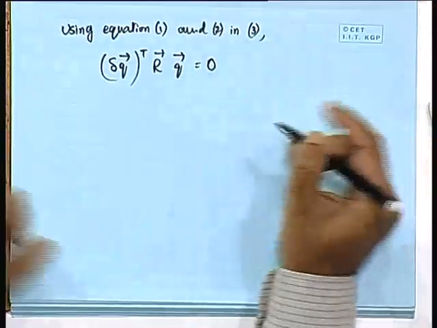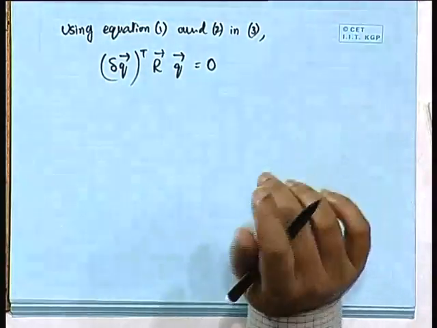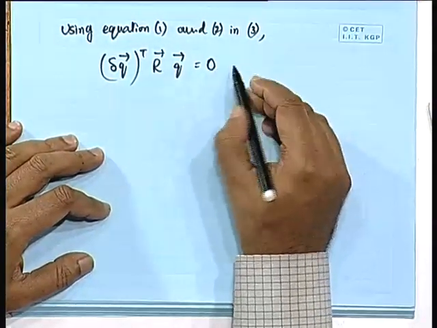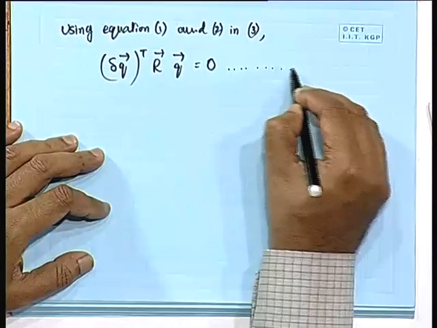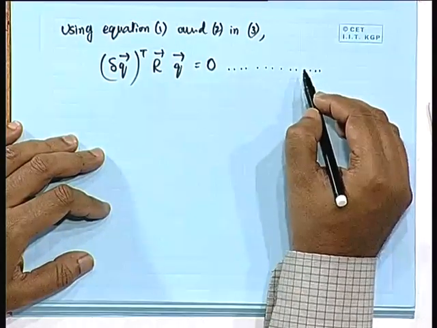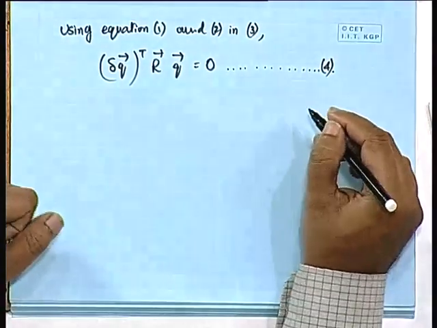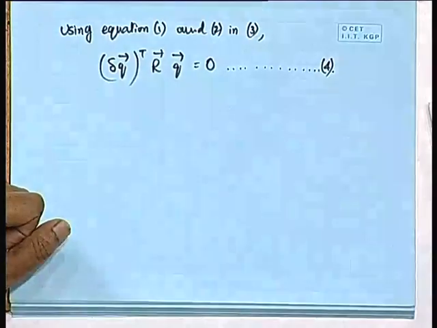This is what we get at the point of extremal. Let us call this equation number 4. Now, one thing is there: in delta q, we have perturbed q. By perturbing q, we have got q plus delta q.